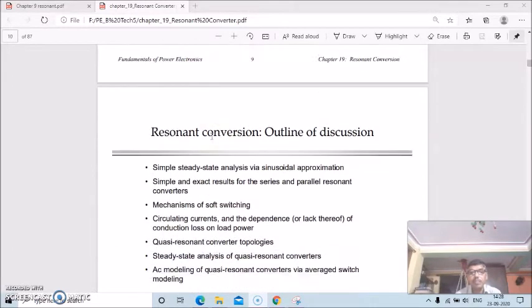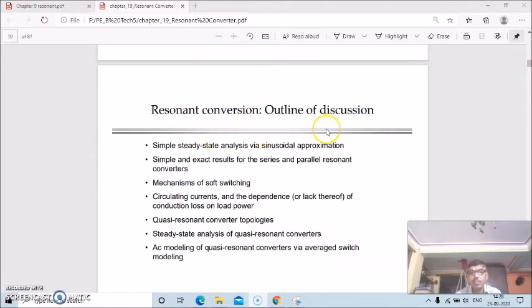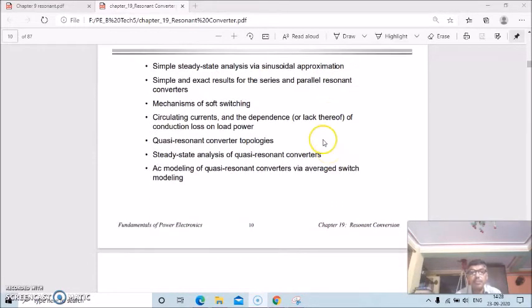So, resonant conversions, an outline of the discussion: simple steady state analysis via sinusoidal approximation, with simple and exact results for the series and parallel resonant converters; the mechanism of soft switching; circulating currents, and the dependence or lack thereof of conduction loss on load power; steady state analysis of quasi-resonant converters; and AC modeling of quasi-resonant converters via average switch modeling.